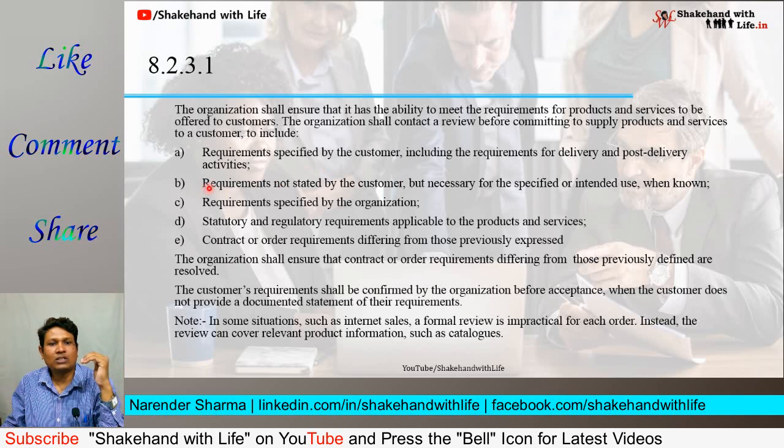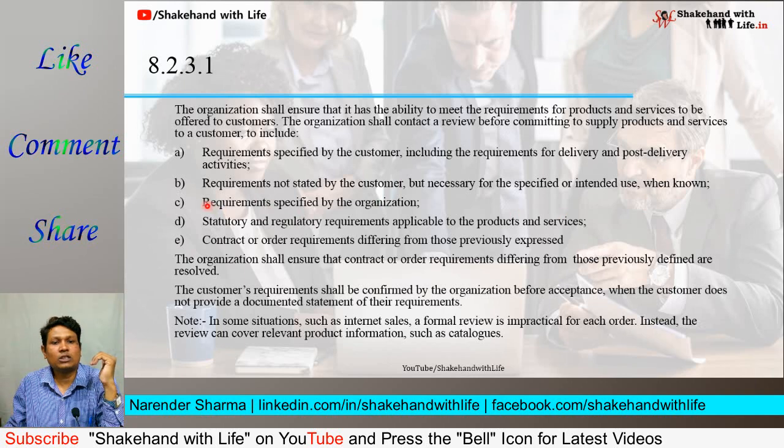B says the requirements not stated by the customer but necessary for the specified or intended use, when known. Some requirements not stated by the customer may be regulatory or statutory requirements, and these need to be followed by the organization to manufacture a product or to deliver a service. These requirements may or may not be known by the customer.